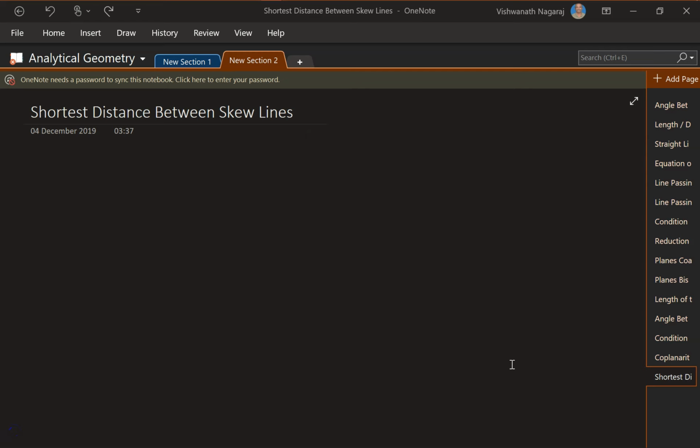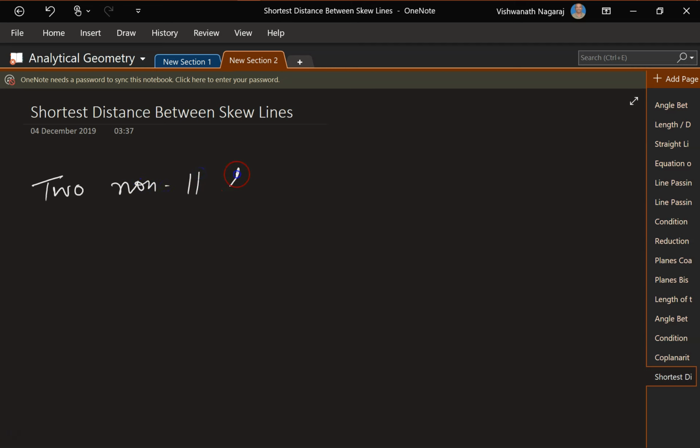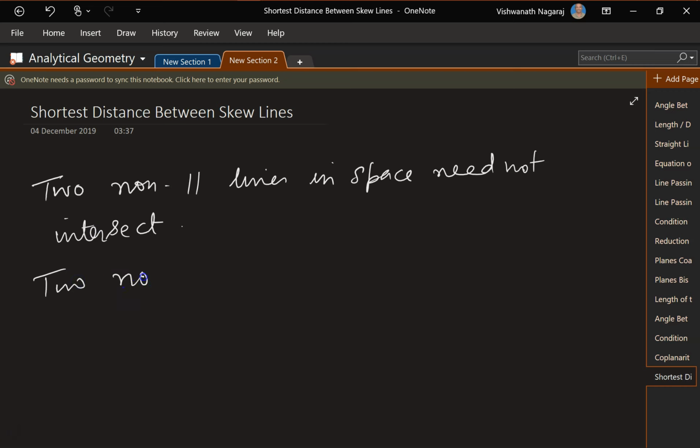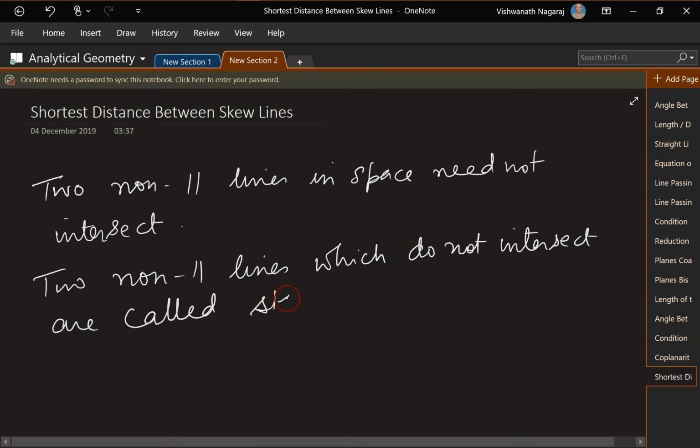Shortest distance between skew lines. Two non-parallel lines in space need not intersect. Two non-parallel lines which do not intersect are called skew lines.